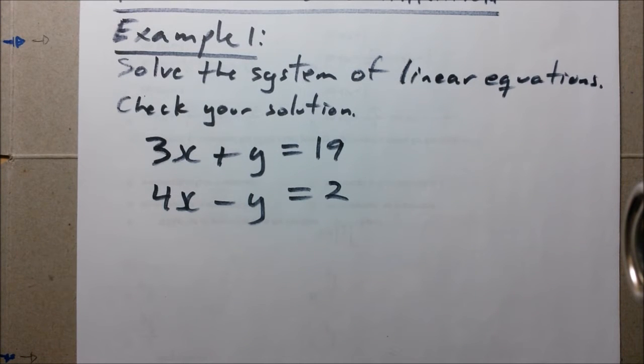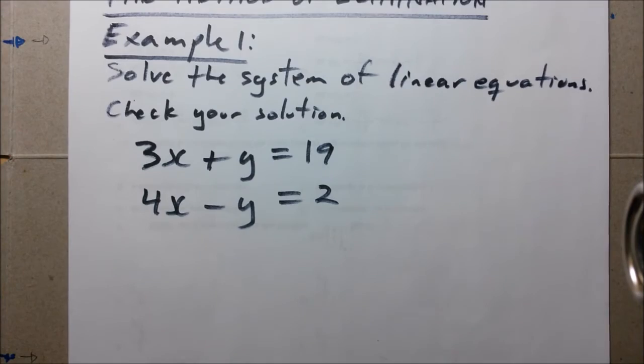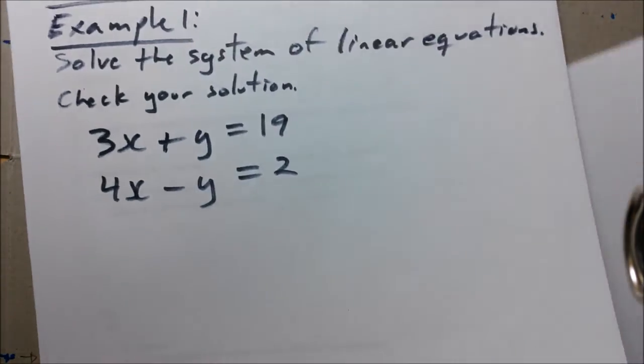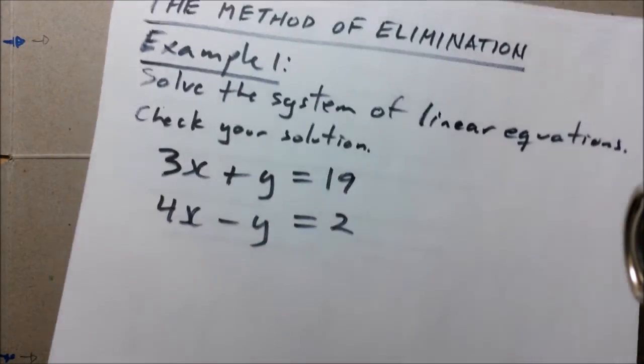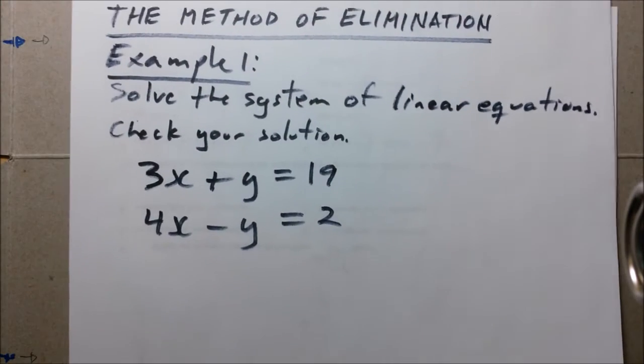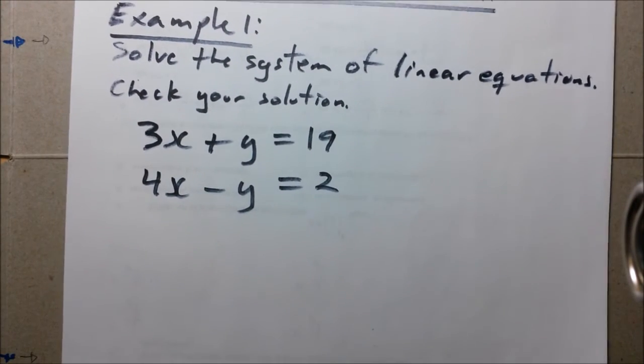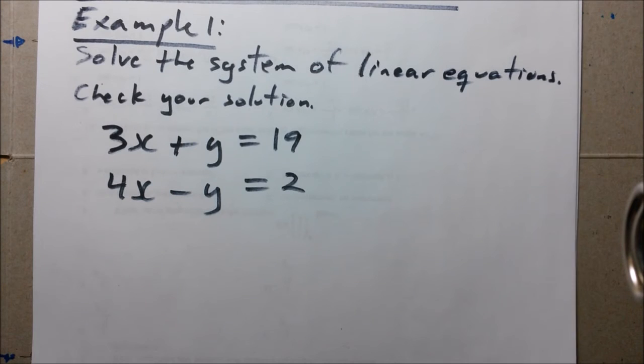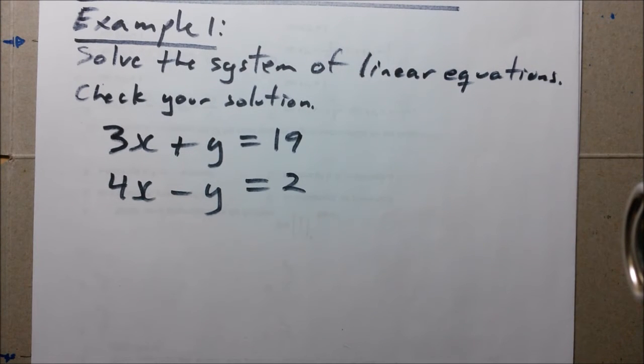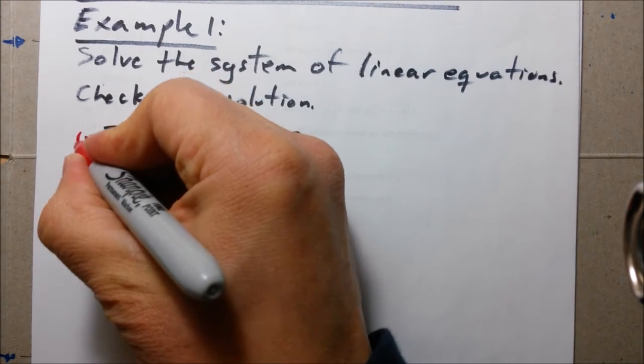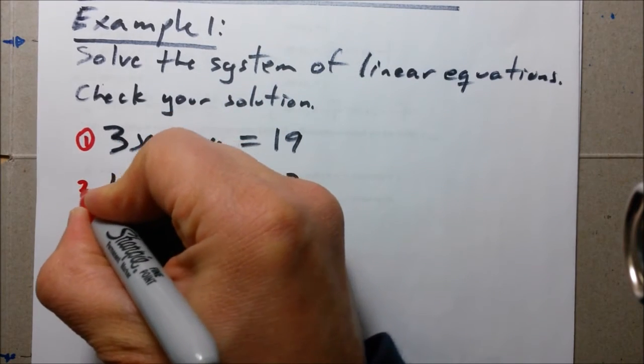Example 1. Solve the system of linear equations. Check your solution. Okay, let's begin. We have 3x plus y equals 19, and we also have another linear equation, 4x minus y equals 2. The first thing I suggest, just like before, is to label the equations. Let's call this equation 1, and this equation 2.